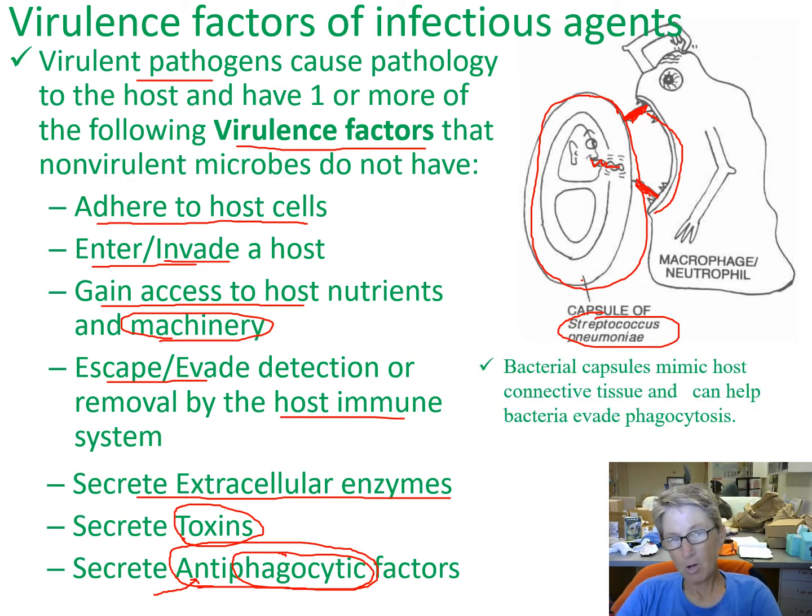And then I have over here, it says bacterial capsules, like in this cartoon of the capsule of Streptococcus pneumoniae. Bacterial capsules can mimic host connective tissue. So a macrophage or neutrophil might try to detect Streptococcus pneumoniae in its capsule, but the macrophage or neutrophil would detect it as normal connective tissue, and it wouldn't destroy the bacteria.